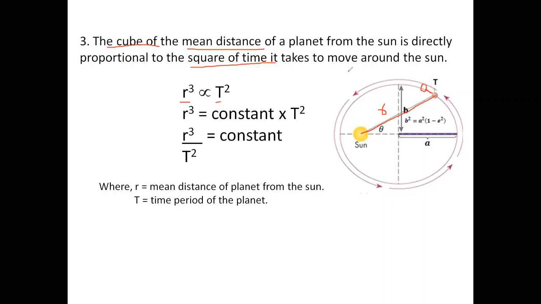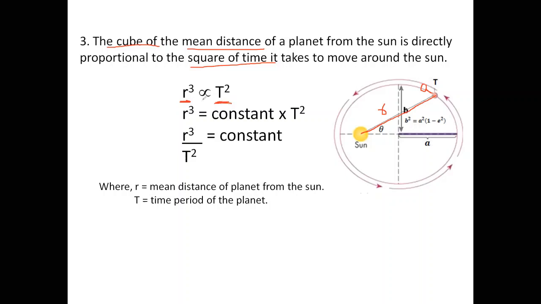It means the cube of mean distance of a planet from sun is directly proportional to the square of time. ठीक है, cube of the mean distance is directly proportional to the square of the time it takes to move around the sun. Very easy law it is, cube of the mean distance is proportional to the square of the time taken.